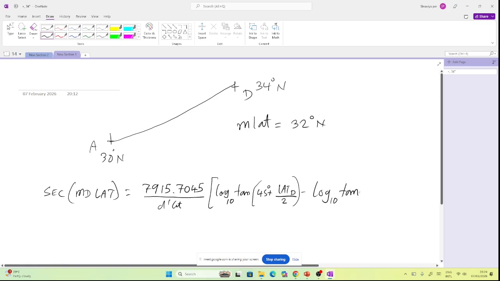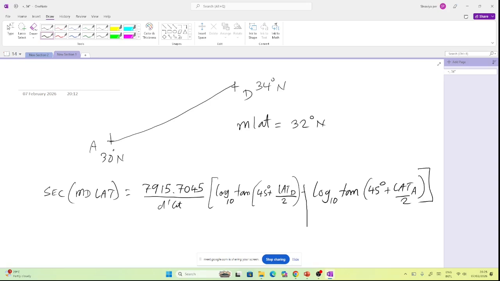Log 10 tan 45 degrees latitude A divided by 2. So you can also do the calculation with me.